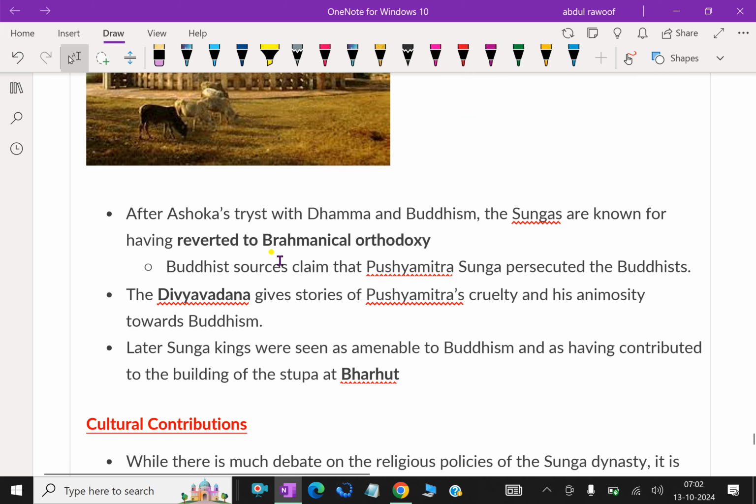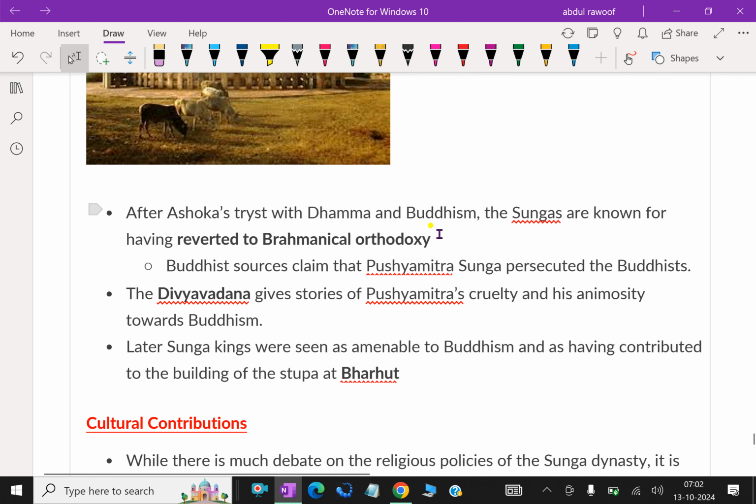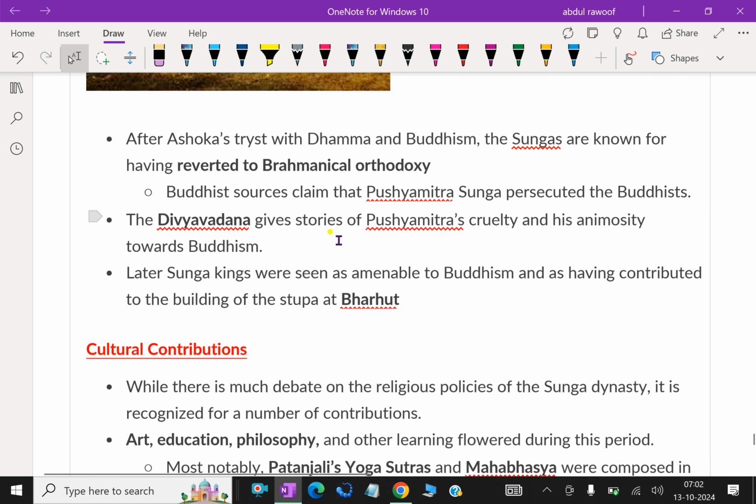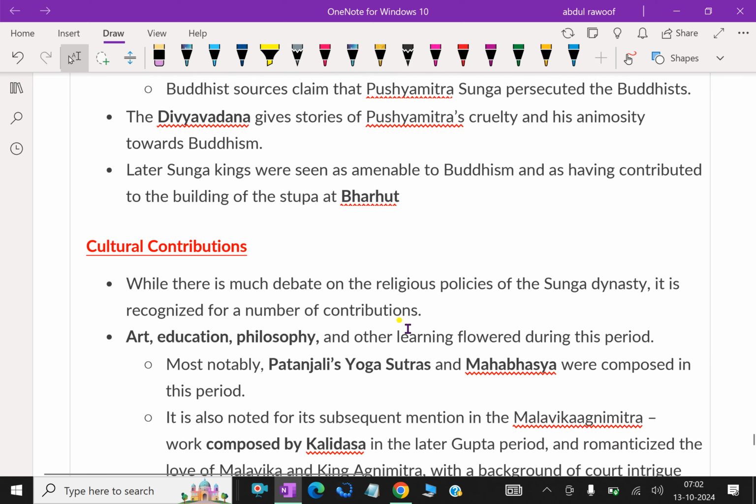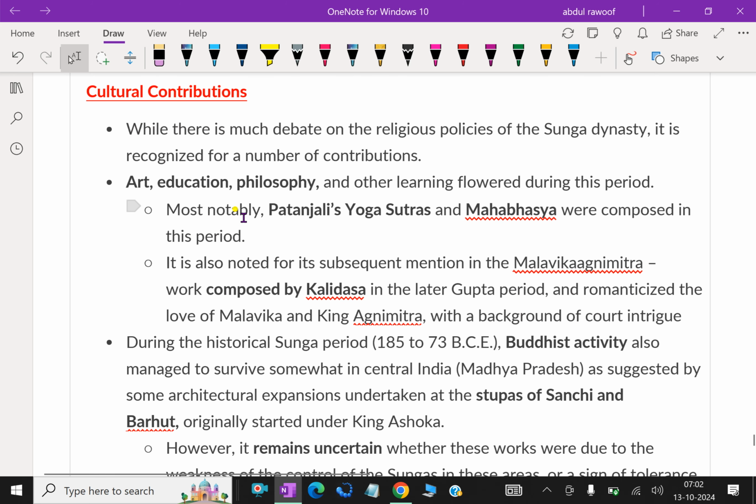Religious policy. After Asoka's tryst with Dhamma and Buddhism, the Shungas are known for having reverted to Brahminical orthodoxy. Buddhist sources claim that Pushyamitra Shunga persecuted the Buddhists. The Divyavadana gives stories of Pushyamitra's cruelty and his animosity towards Buddhism. Later Shunga kings were seen as amenable to Buddhism and as having contributed to the building of the stupa at Barhut.